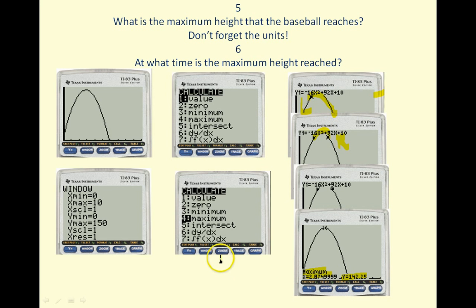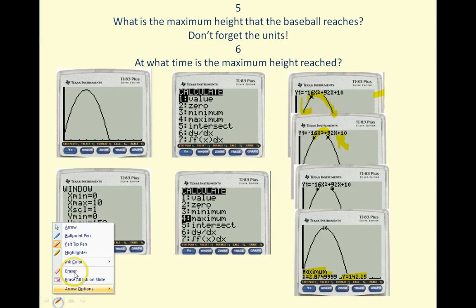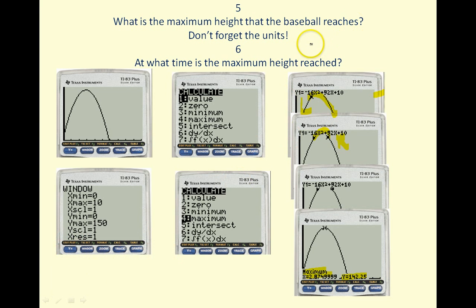All right, let's write our answer, because it says, what is the maximum height that the baseball reaches? Well, the maximum height that the baseball reaches is going to be that y value of our maximum. So I would say that, again, the y value is 142.25. So I would say that the maximum height that we reach is 142.25, and again, your units, feet. Okay, the height's measured in feet.